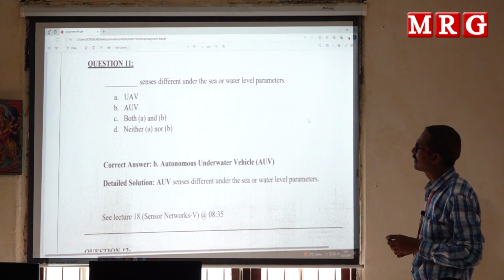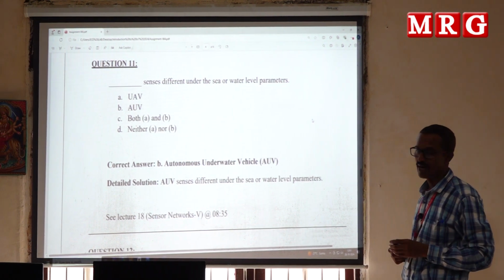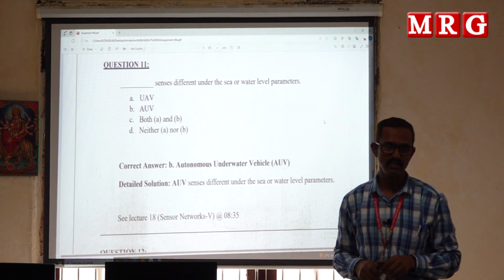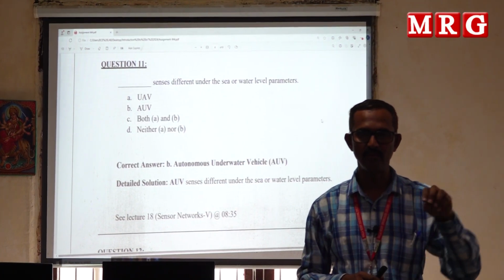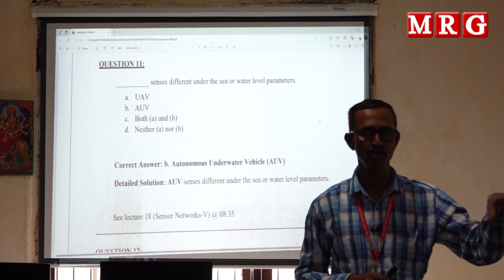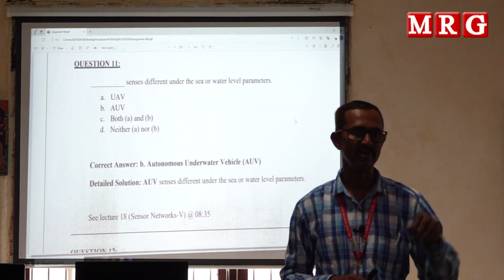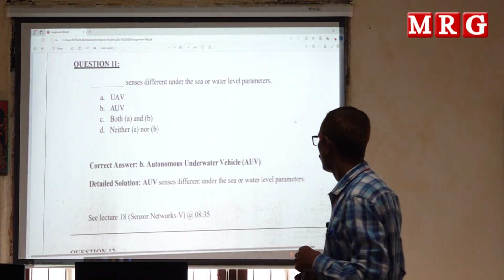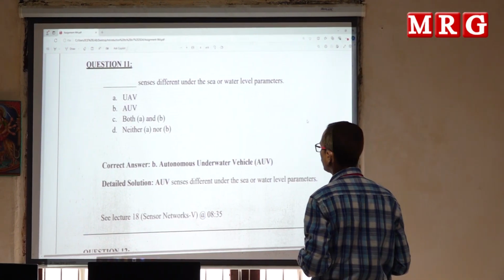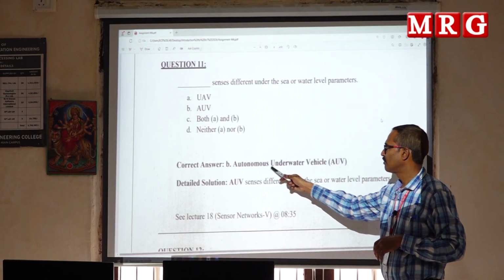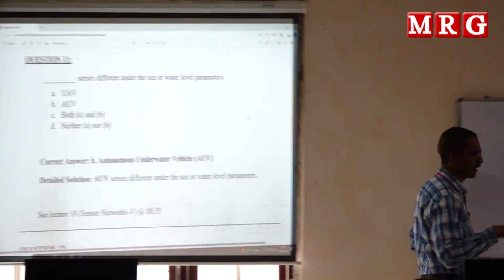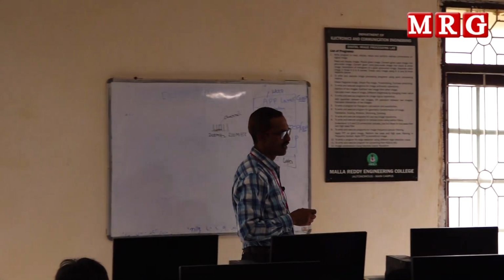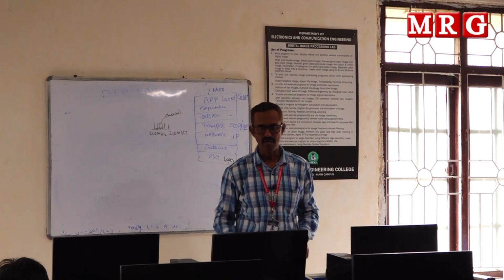Dash senses different underwater or sea level parameters. What is the underwater network? Underwater deployments are there. Sometimes we deploy sensors under the sea or the ocean to collect some information and data. So these are autonomous underwater vehicles. The answer is autonomous underwater vehicle. That technology is called an autonomous underwater vehicle, AUV.